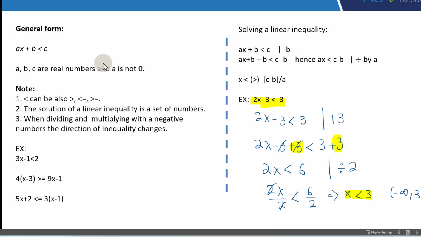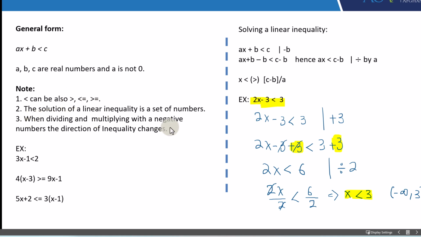The general form of a simple linear inequality is as follows: ax plus b is smaller than c, where a, b, c are real numbers, where a is not 0. Remember that instead of this smaller sign, you can have smaller or equal to, bigger or equal to.